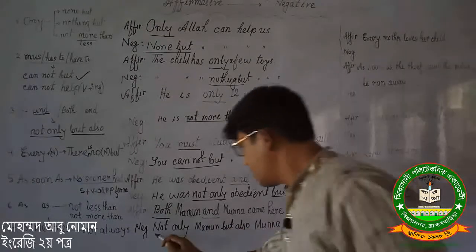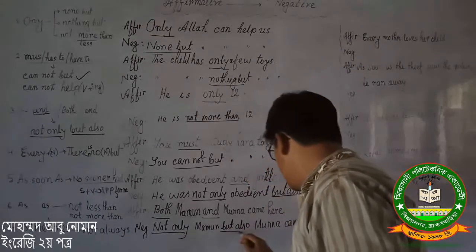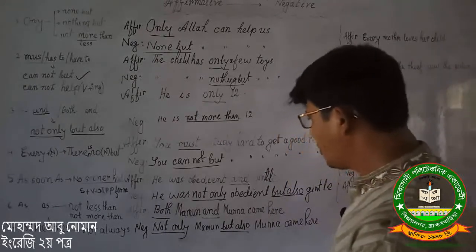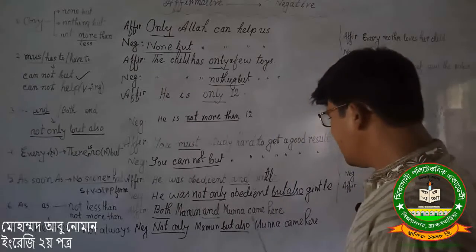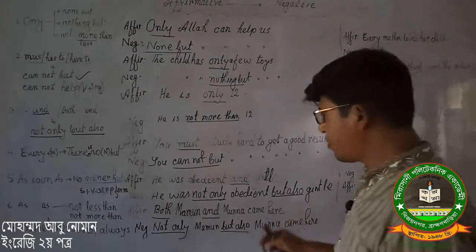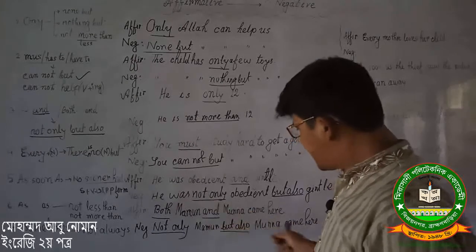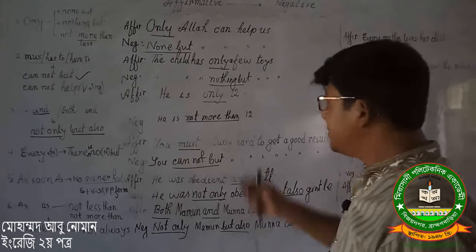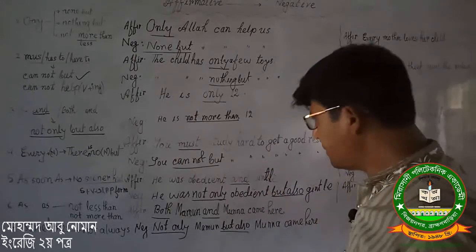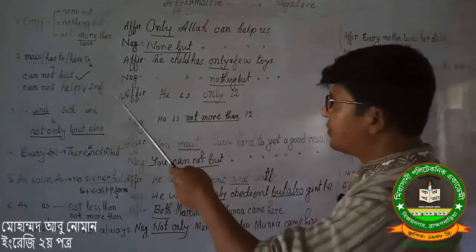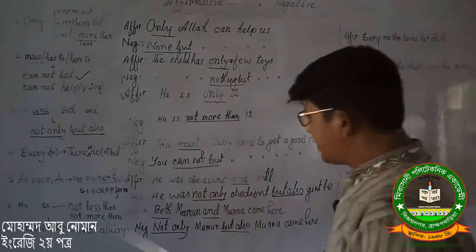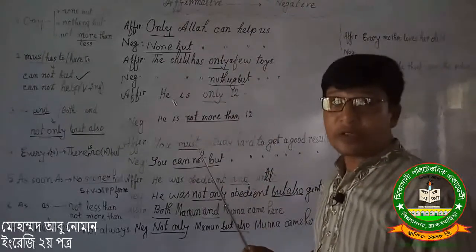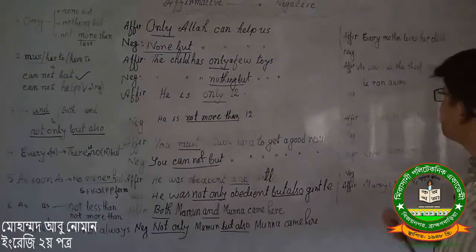Here, students, follow these rules. We have written here, instead of both, not only, and instead of and, but also. This is the rule. If you practice this kind of word, you will be able to answer this type of question easily. Here, again, we may discuss this, but our time is short, so we are going to the next step.